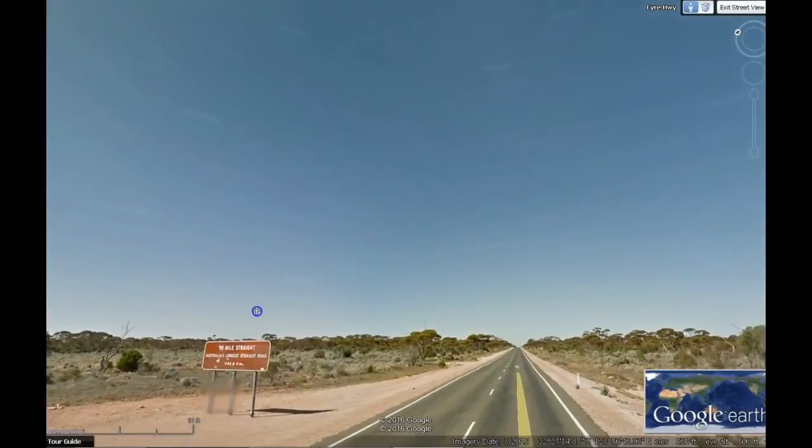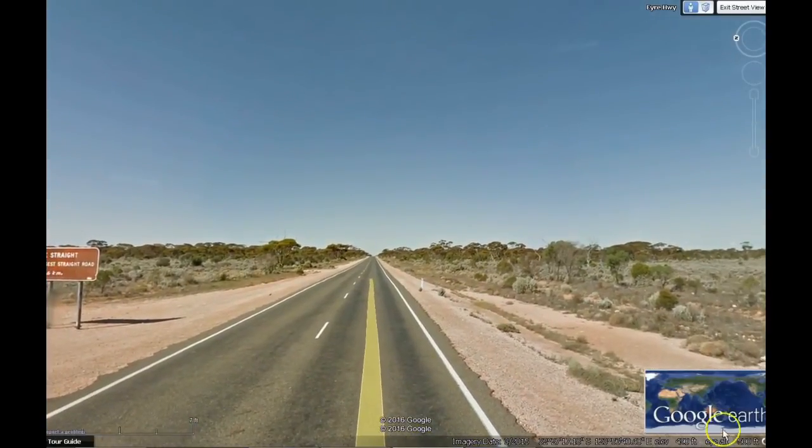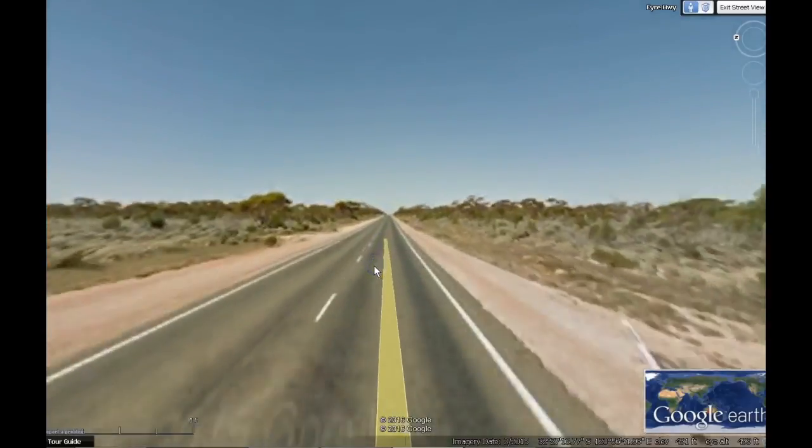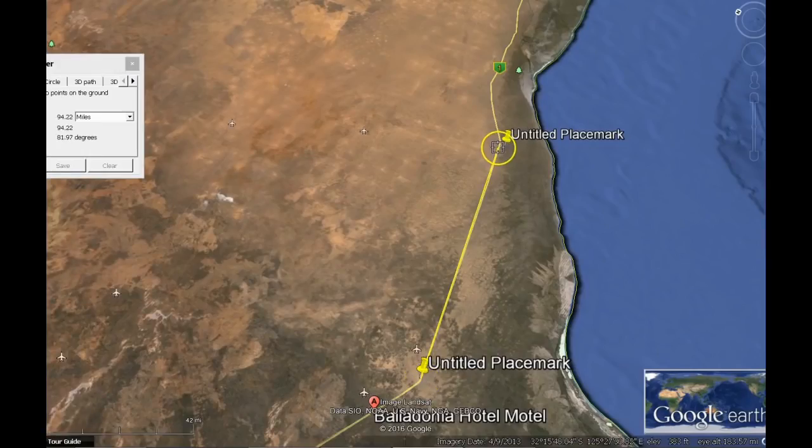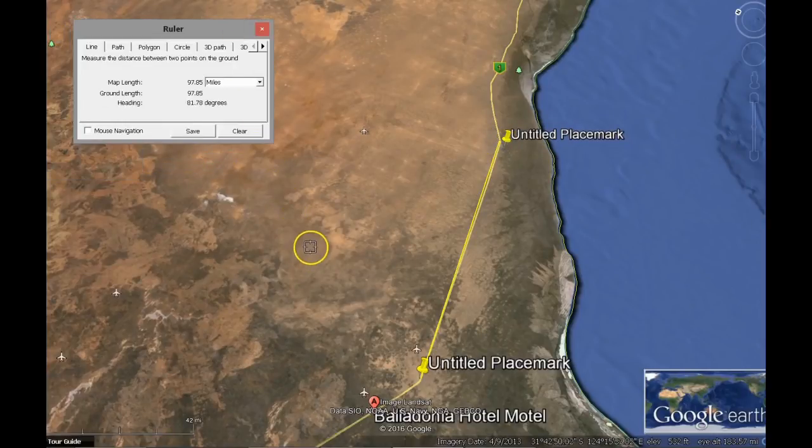Alrighty, so let's begin. We're on Eyre Highway, or Highway 1 in southern Australia, and we're going to be taking the 90-mile journey from Baladonia to Kaiguna, which is a 90-mile straight. I think my calculation came up to 97.